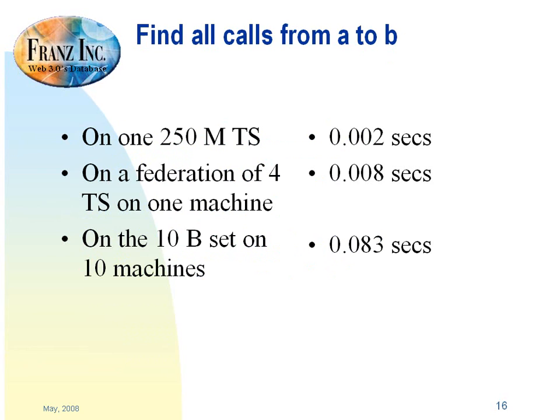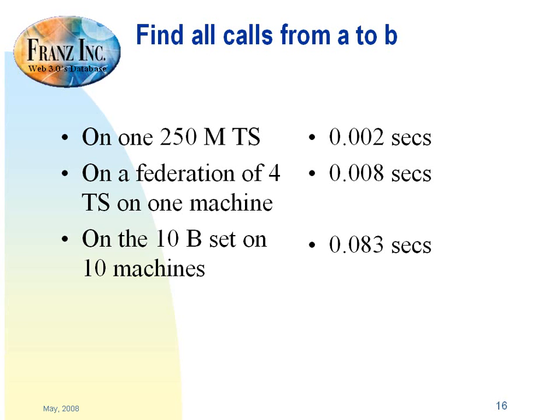So here's some timing data. You have to realize there are 10 machines, and each machine has 4 triple stores. This database stores call detail records, and each triple store will contain some information about caller A, completely distributed over all these machines. If I talk to just one triple store on one machine and say give me all the calls from A to B, it takes roughly 2 milliseconds.